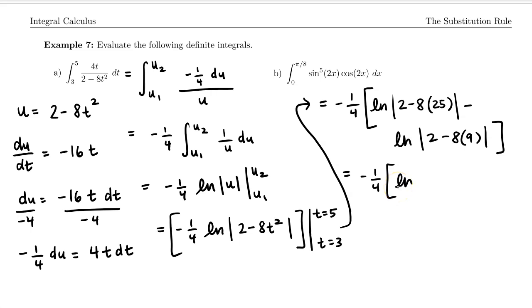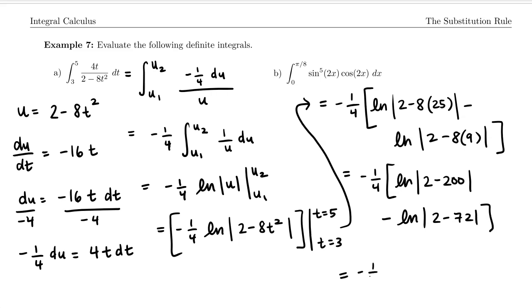the natural log. This is an example that illustrates why it's really important that we make sure to include the absolute value bars, because 8 times 25 is 200, so I would end up getting 2 minus 200 here, and that's going to be a negative number, and we can't evaluate the natural log if we plug in a negative number. Negative numbers are not in the domain of the natural log function. So that's why it's important here to make sure to include the absolute value bars. And 8 times 9 is 72. So we get 2 minus 72 here.